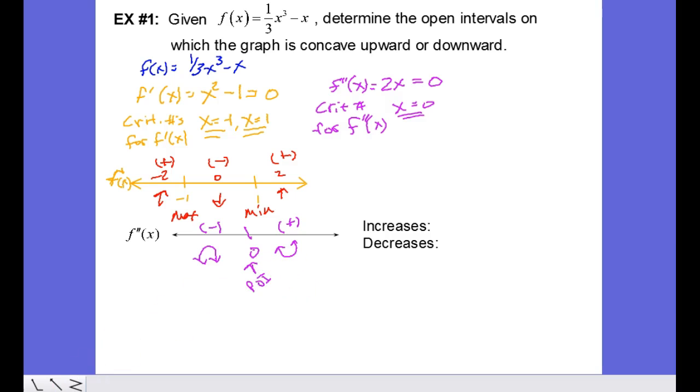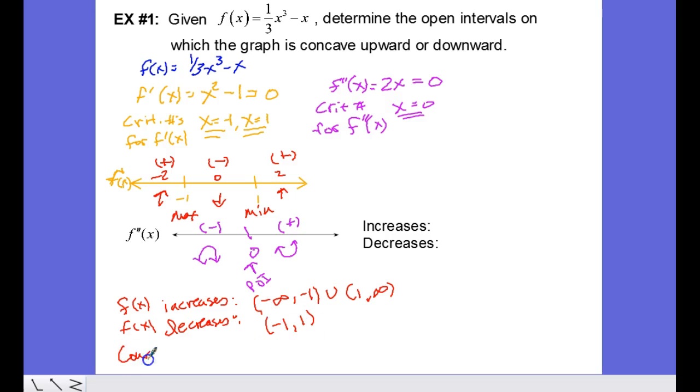All right, let's summarize our conclusions. So f of x increases on the interval from -∞ to -1, union 1 to infinity. f of x decreases on the interval from -1 to 1. The original function is concave down on the interval from -∞ to 0. And it is concave up on the interval from 0 to infinity.